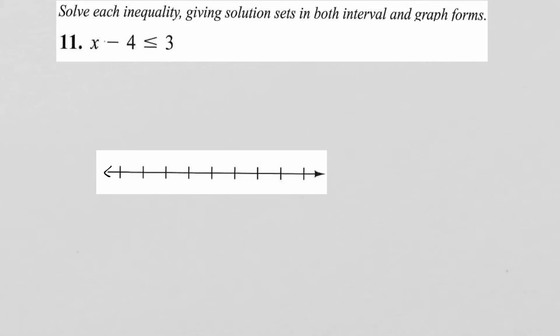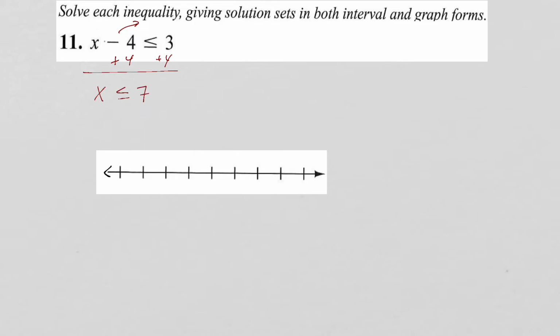Okay, so for numbers 11 through 17, it's asking you to solve and then to put your answer in interval notation and in graph form. So let's start by solving. I'm going to bring this to this side like we always do by adding it. And I'm going to get x is less than or equal to 3 plus 4 is 7.